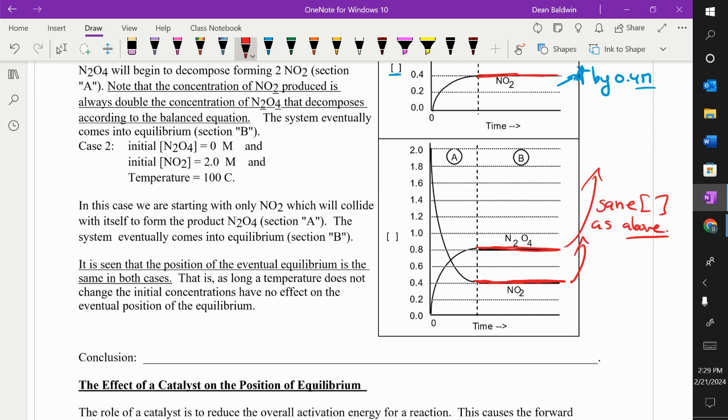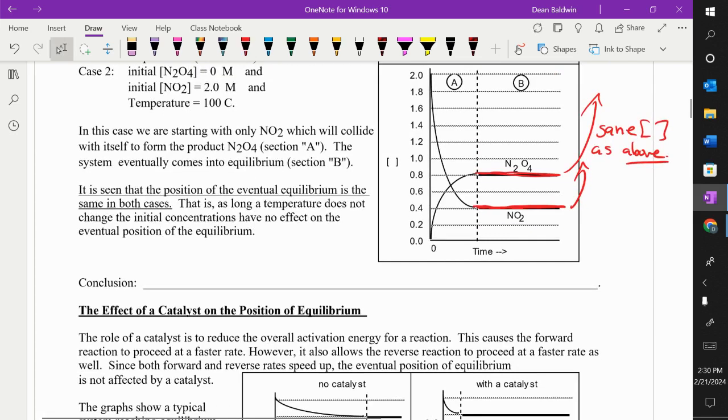Okay. Now, what can you conclude about the initial concentration of reactants or products? Does it have an effect on the equilibrium? It does not. You end up in the same spot. Okay?